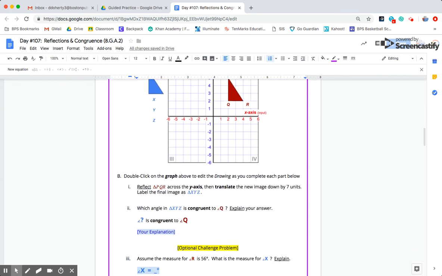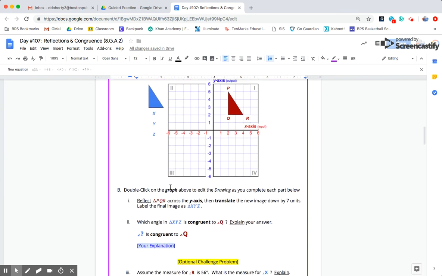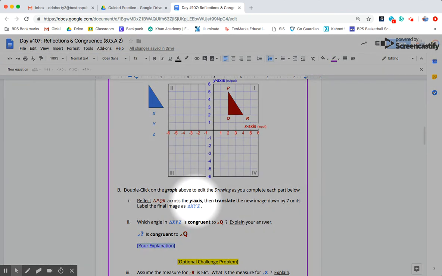Moving into part B now. For part B, again, you were going to be asked to do a reflection. This time that's across the y-axis. I'm sorry to be moving quickly here, but we're going to reflect across the y-axis and then translate this time down by 7 units. So after we do our reflection across y, we're going to do a second thing, translating down 7 units.